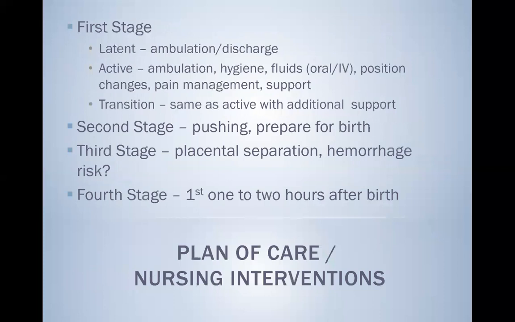So here we have the various stages of labor. The first stage of labor is from the start of contractions through complete dilation. And we have various stages within the first stage of labor. We have the latent stage, which our patients are going to be walking around. That's usually from 0 dilation to about 6 centimeters, between 4 and 6 centimeters.